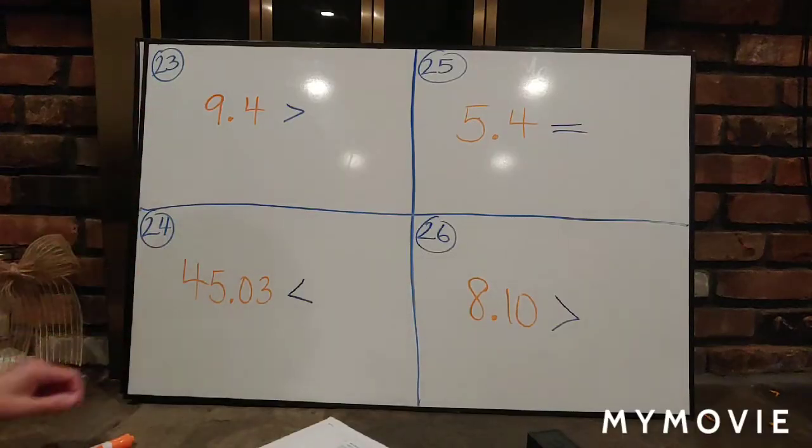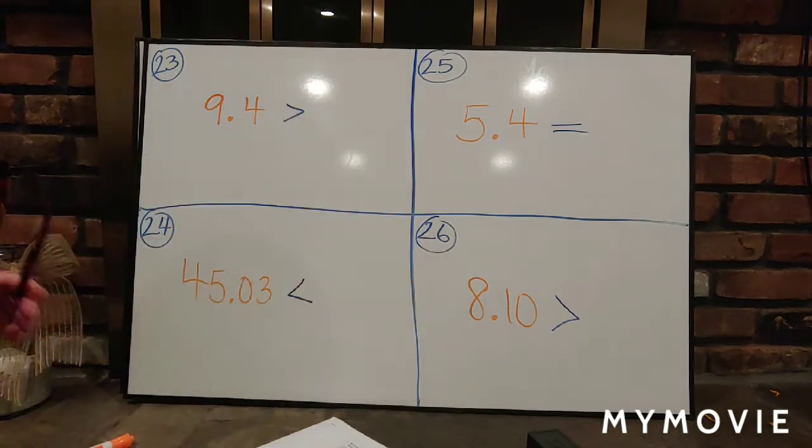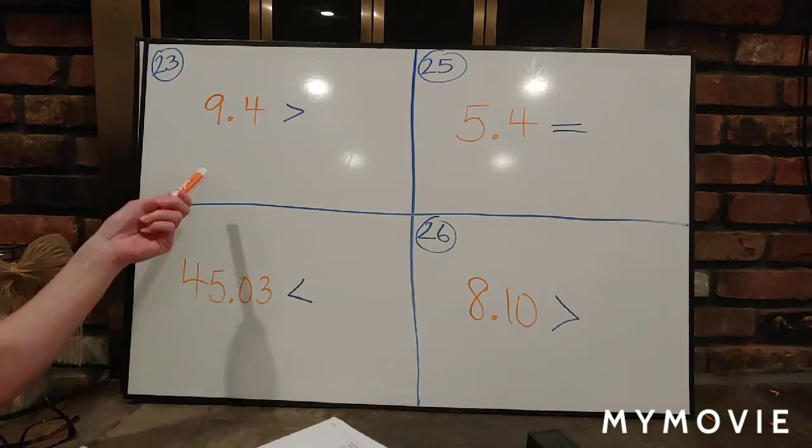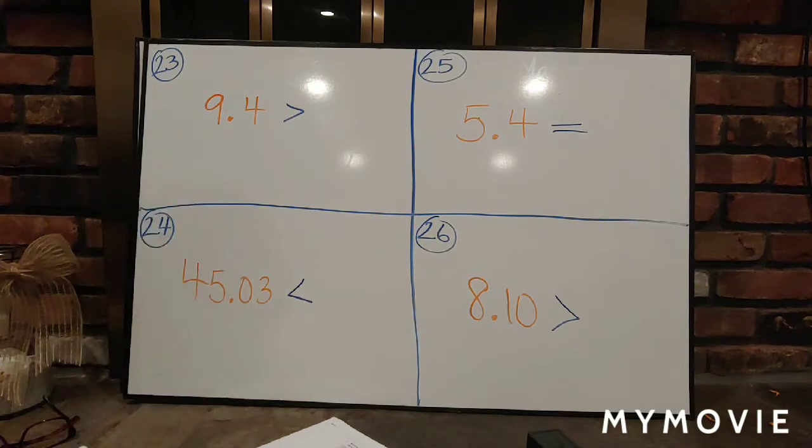Alright, so we're on to number 23. Number 23 to 26, so this whole board says write a decimal to make the comparison true. Alright, so we get to fill in our own number. So chances are I'm not going to choose the same number that you have, which doesn't make your answer incorrect. It just has to make sure it falls in the right parameters.